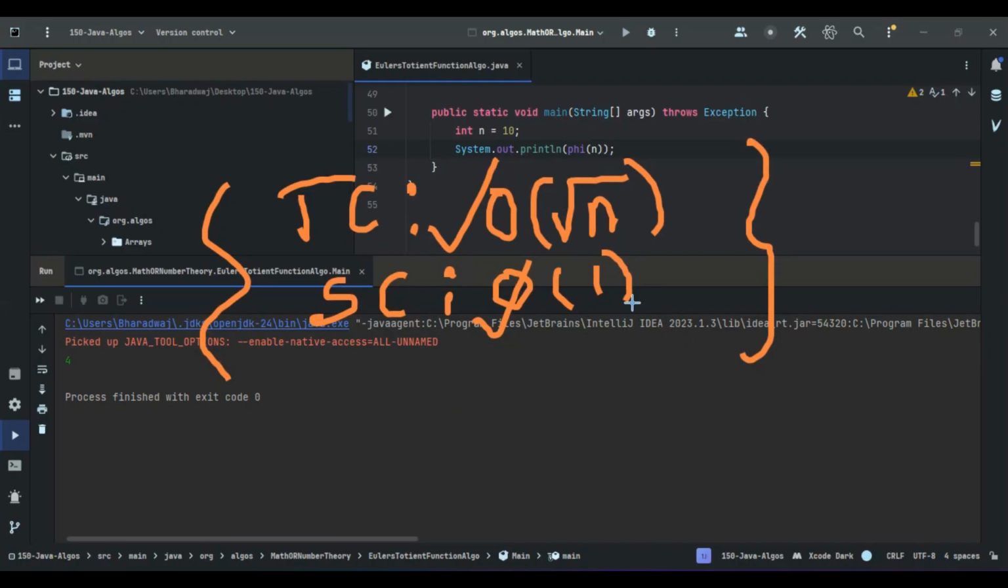So this is it for the Euler's totient function algorithm. Next we will be discussing the topic Mobius function, right?